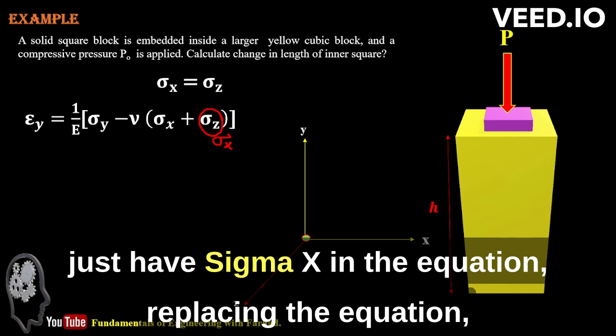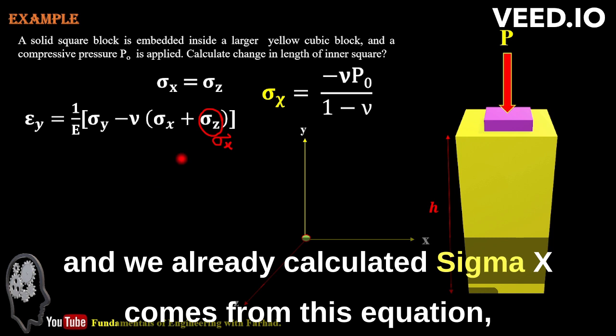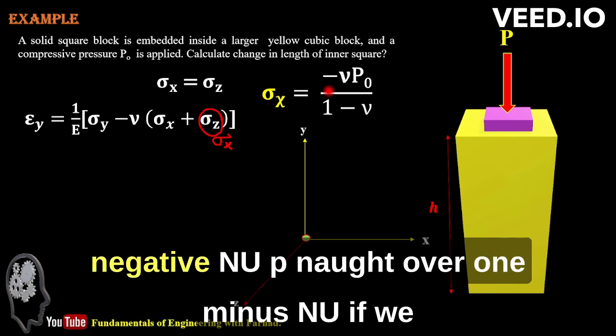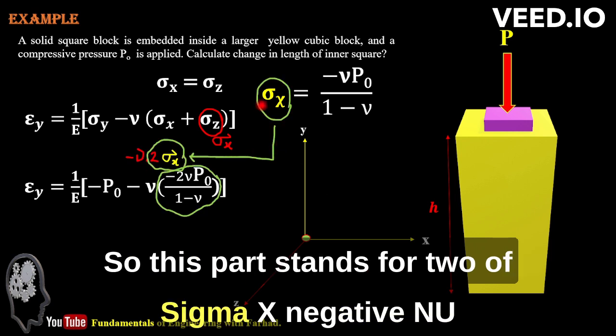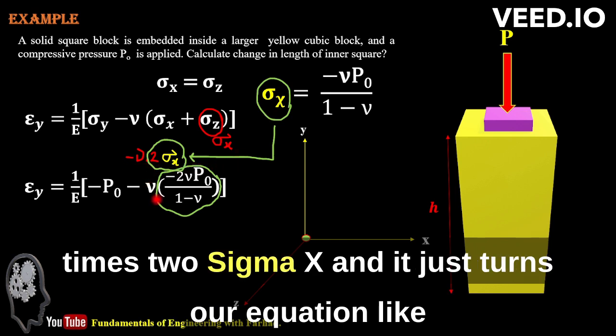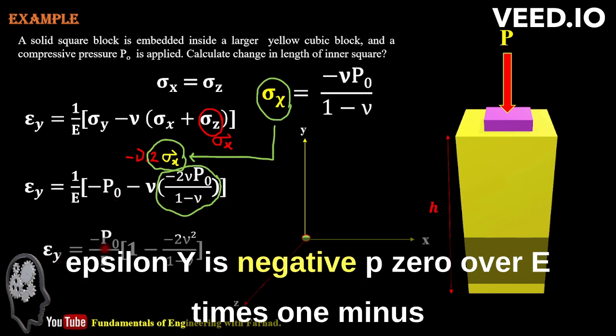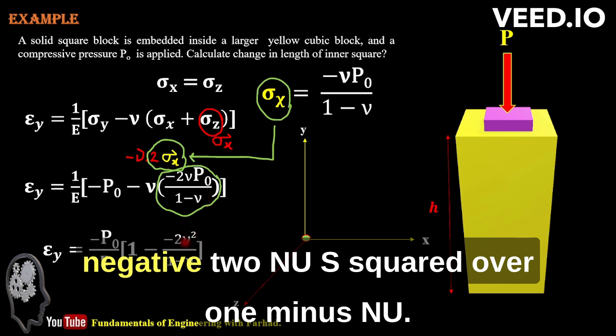If we have sigma x in the equation, we replace it, and we already calculated sigma x from this equation: negative nu p naught over 1 minus nu. If we now replace it in the same equation, this part stands for 2 sigma x, negative nu times 2 sigma x, and it turns our equation into epsilon y is negative p naught over E times 1 minus 2 nu squared over 1 minus nu.